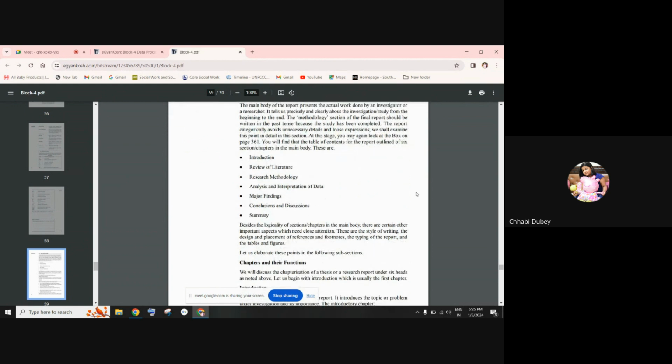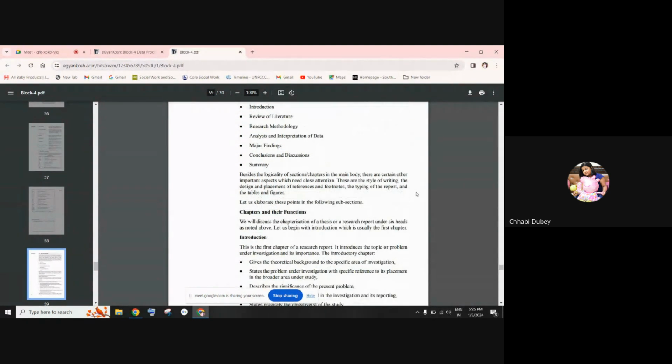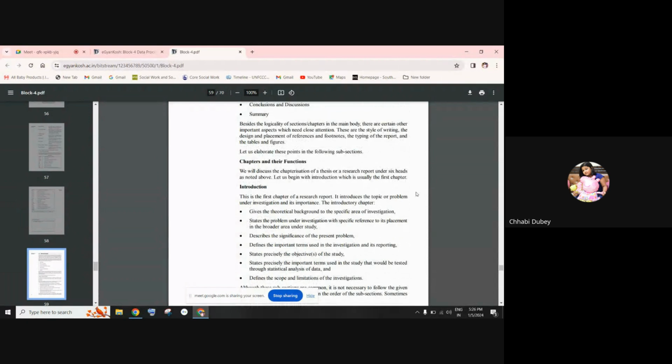Now, again, what we have to take into close consideration are the style of writing, the design, and the placement of references under footnotes. All of these have to be carefully planned when we are writing the research report. Here we will talk about the various chapterizations, why different chapterizations are required, and what are the functions of those chapterizations. So, the first part would be the introduction part.